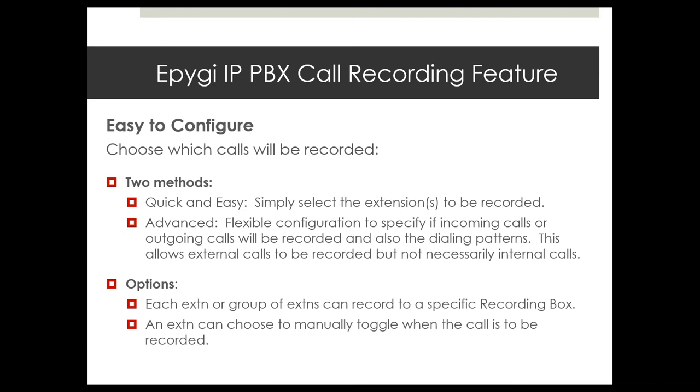So for example, maybe you only want to record domestic and international calls or national calls, but you're not necessarily interested in recording the internal calls, so you can specify a pattern. For example, if you dial a 10-digit phone number, you want that call to be recorded, but not necessarily a local 3 or 4-digit extension.